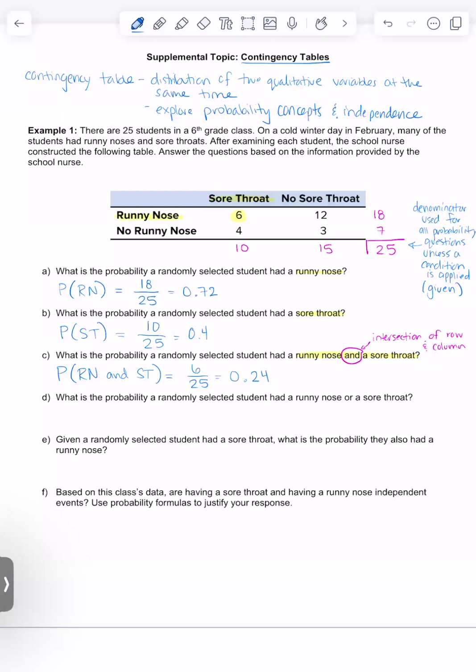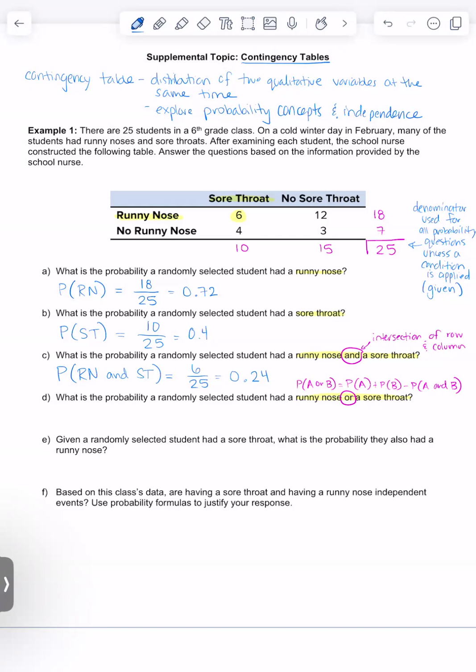So let's take a look at another idea from chapter 5 appearing right here. What is the probability a randomly selected student had a runny nose or a sore throat? Okay, so this is the word "or," which is our addition rule. So what I'm going to do is write the rule right above in its standard form. That would be A or B is the probability of A plus the probability of B minus the probability of A and B. We want to use that rule to be able to take into account the fact that we may or may not have counted people twice here.